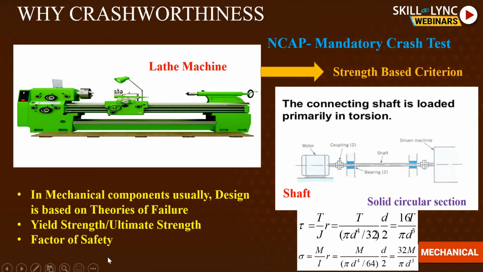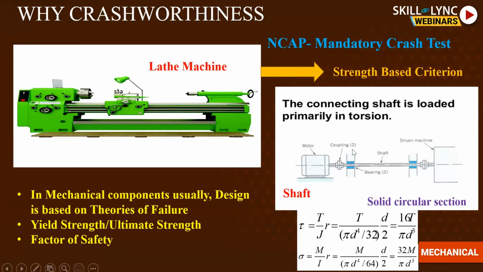Now, what do we do? We even give a factor of safety so that our particular design doesn't fail. We're not aware of the design of a lathe machine in full detail, so we will take a small component called a shaft, because we have studied this in our mechanical engineering. Now, a shaft is a power transmission system, so for that I have taken a shaft of solid cross section.